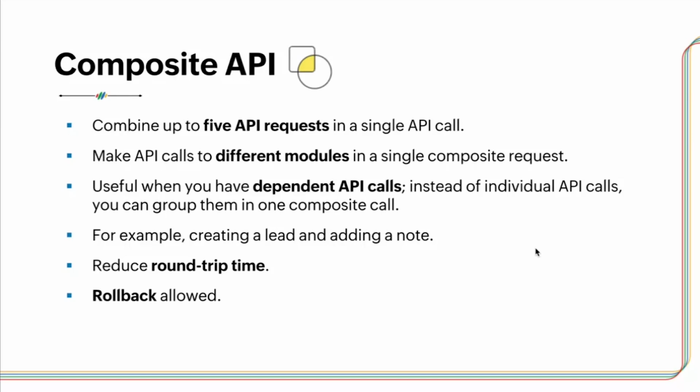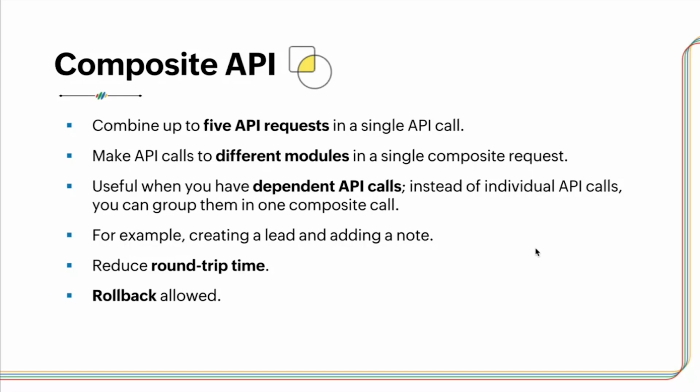So this is where composite API can be really helpful, because composite API allows us to combine up to 5 API requests in a single API call. And the biggest advantage is that you can make API calls to different modules in a single request. So this is very useful when you have dependent API calls. Like I said, you want to insert a lead, and then you want to attach a note to the inserted lead. So you use composite API.